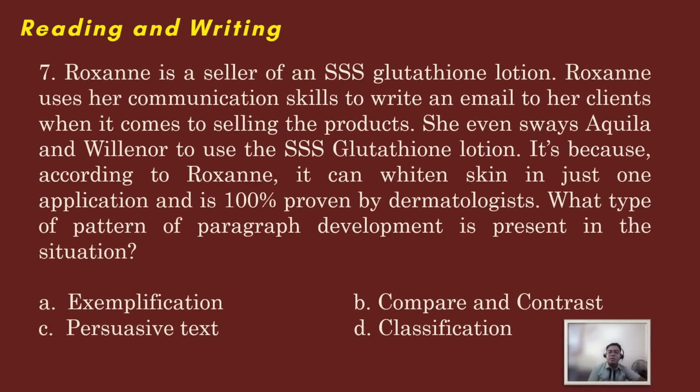Alright, so let's move on to question number 7. Roxanne is a seller of an SSS glutathione lotion. Roxanne uses her communication skills to write an email to her clients when it comes to selling the products. She even sways Aquila and Willinor to use the SSS glutathione lotion. It's because, according to Roxanne, it can whiten skin in just one application and is 100% proven by dermatologists. What type of pattern of paragraph development is present in this situation?